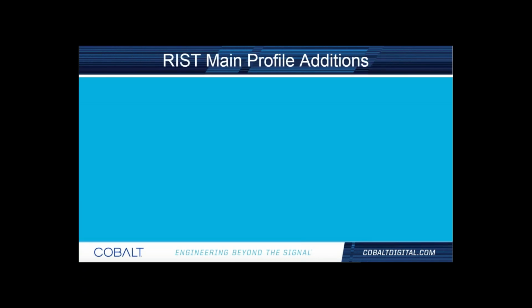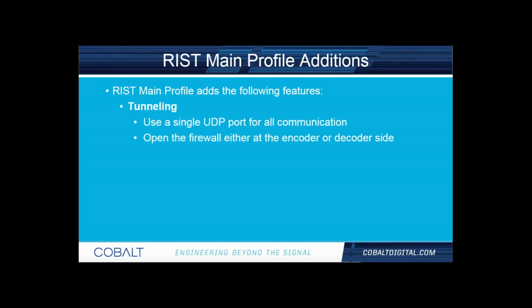Now, what else do we do with RIST? There's this thing called RIST main profile, which adds a number of features. The first one is tunneling. Basically, you have to work with IT people, and this makes their life easy. If you're going through the internet, you're going to have to open some port in the firewall. The tunneling allows you to use only one port, and you can open it where it's more convenient.